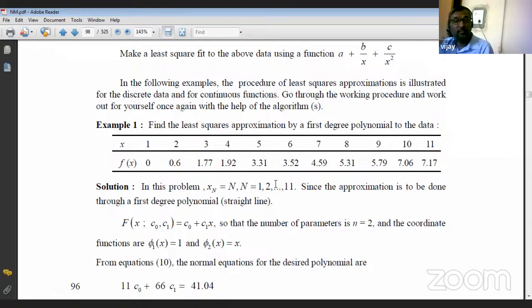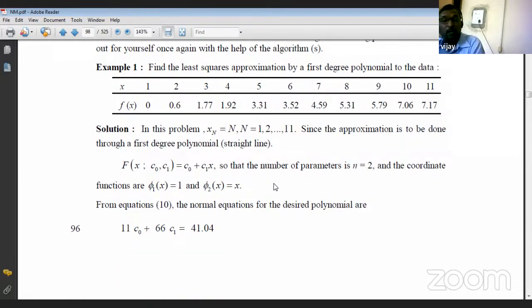Since the approximation is done with a first degree polynomial, the formula is f of x equals C0 plus C1x. So the number of parameters is 2, and the basis functions are phi0 of x equal to 1 and phi1 of x equal to x. So the normal equations of the desired polynomial: what is the total number of points? It is 11. I am writing 11, and the sum of x is 1, 3, 6, 10, 15, 21, 28, 36, 45, 55, 66.